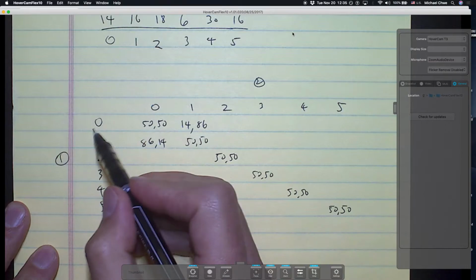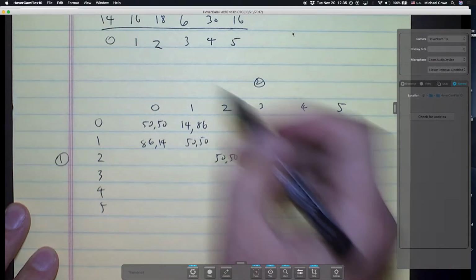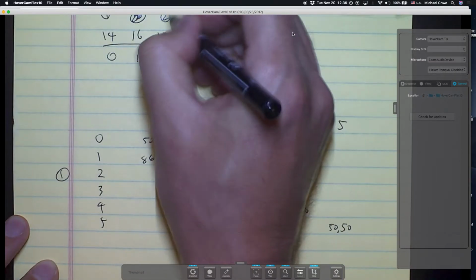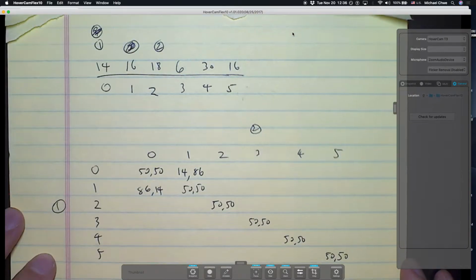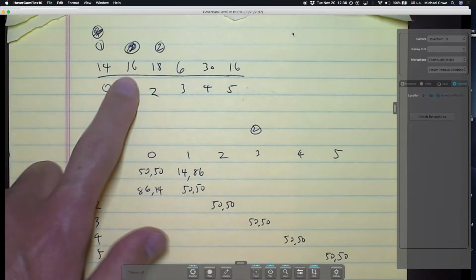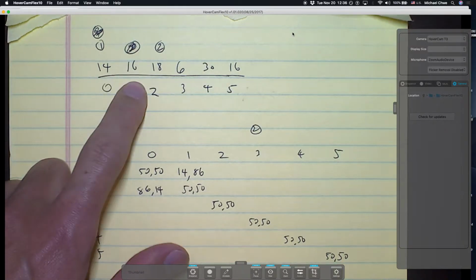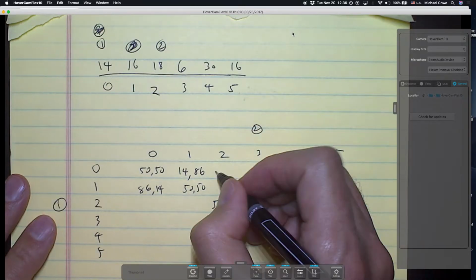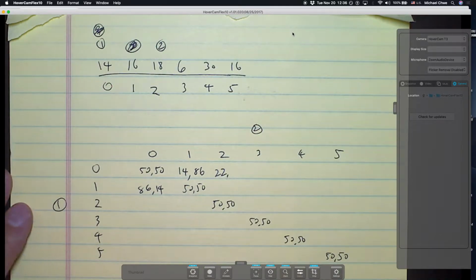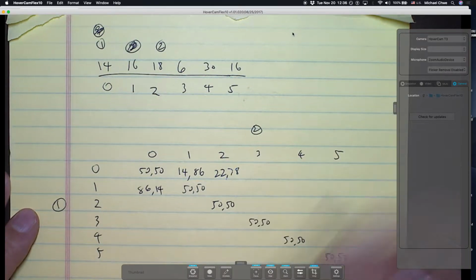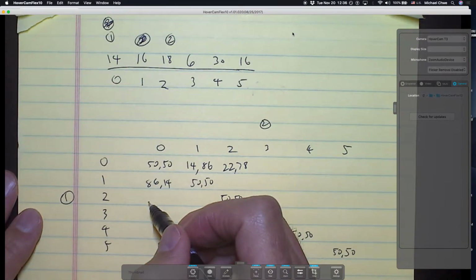What goes here with 1, 1? 50, 50. In fact, all the ones in the main diagonal are 50, 50, right? How about when candidate 1 is at 0 and candidate 2 is at 2? Do they split the 16? Yeah, they split the 16. So candidate 1 gets 14 plus half the 16, so it's 22. And then person 2 gets everyone else, which is 100 minus 22, 78.